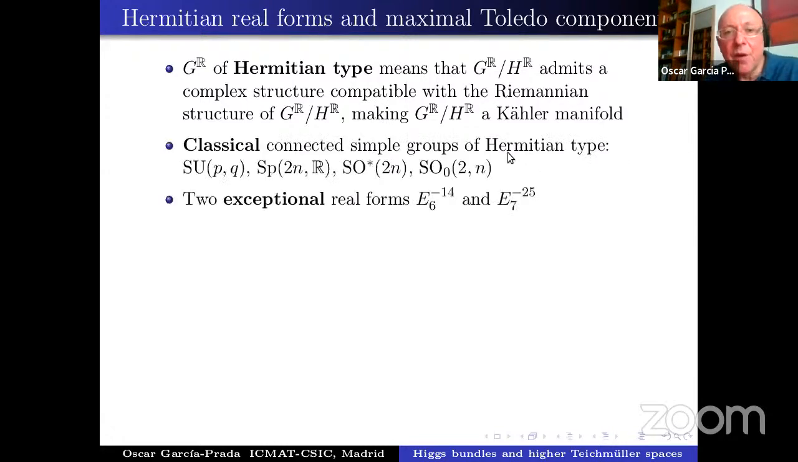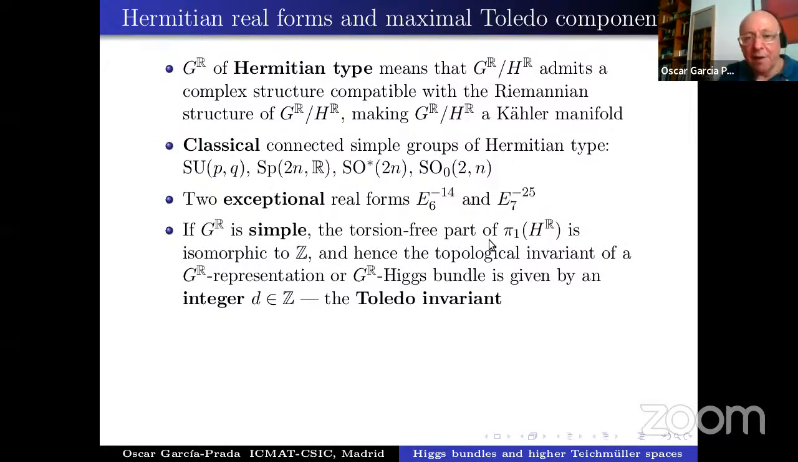And for the classical groups, for SL(n,C), we have SU(p,q). We have here the symplectic group Sp(2n,R), the split real form of Sp(2n,C). And then for the orthogonal groups, you have this non-compact dual of SO(2n). And here I put this because I want to consider a connected component. But later on, in dealing with orthogonal groups, I will consider non-compact, non-connected groups. And then there are two exceptional real forms, one of E6 and another of E7. These are examples of groups, up to finite covering, that are of Hermitian type.